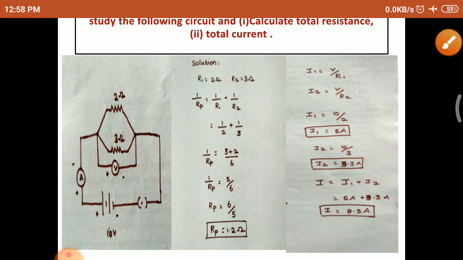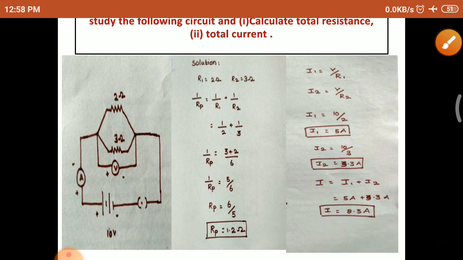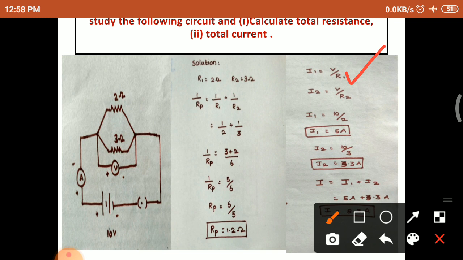And I2, the value of V is 10 and the value of R2 is 3. 10 by 3 is equal to 3.3 ampere. So in a parallel combination, see the current differs in different resistors. For R1 resistor, the current is 5 ampere. For R2 resistor, the current is 3.3 ampere. So from this we can say that in a parallel combination, the current is different in different resistors, but the voltage is the same in all the resistors.